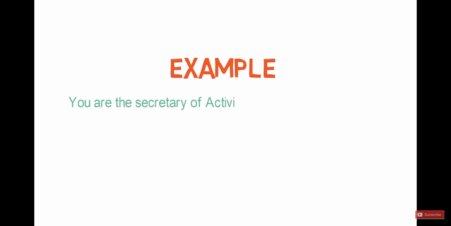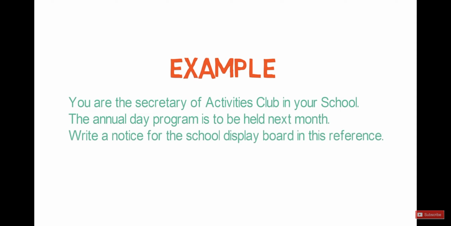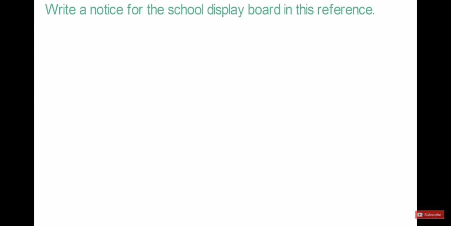Now let's look into an example to make things clear. You are the secretary of the activities club in your school. The annual day program is to be held next month. Write a notice for the school display board in this reference. Let's start the notice writing for the given topic. First things first, let's draw a rectangular box in which we will be writing the content of the notice. Then the name of the organization comes. Let's say ABC School Ahmedabad.